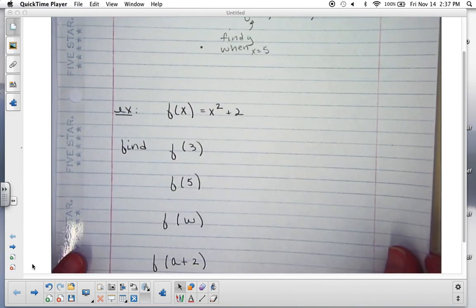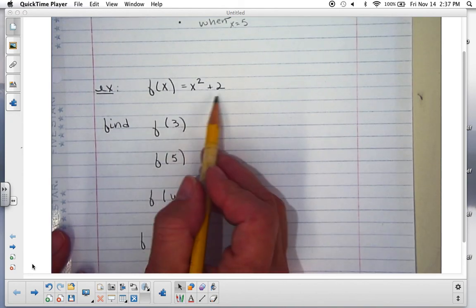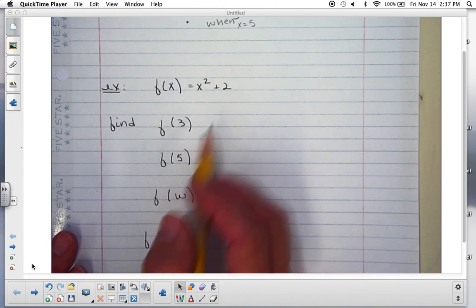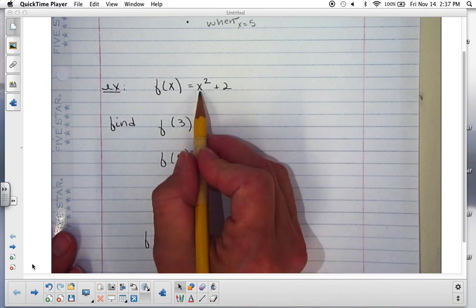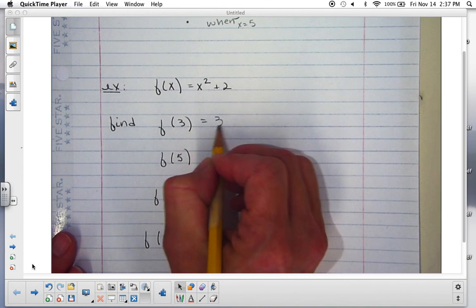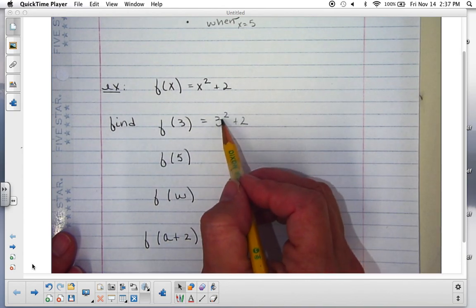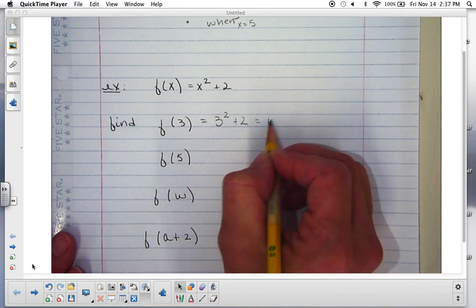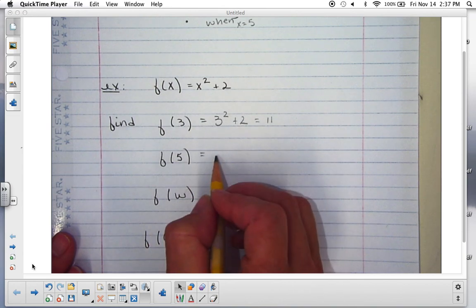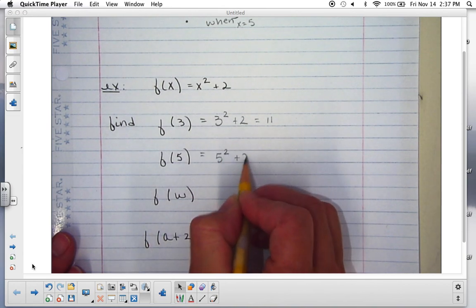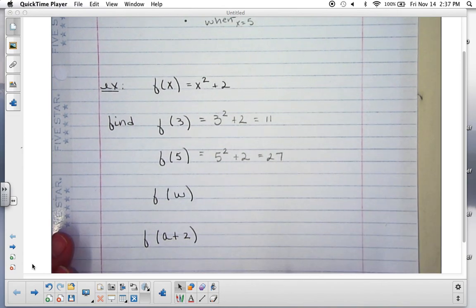So let's do a couple examples here and then we're finished for today. So if f of x is x squared plus 2, and they want you to find f of 3, all you're going to do is go right to this and substitute a 3 right there in for x. So 3 squared plus 2, and then you're going to do the math. 3 squared is 9, 9 plus 2, this answer is 11. F of 5, again, I don't know why I'm stuck on the 5, but it's just 5 squared plus 2. 25 plus 2, my answer here is 27.